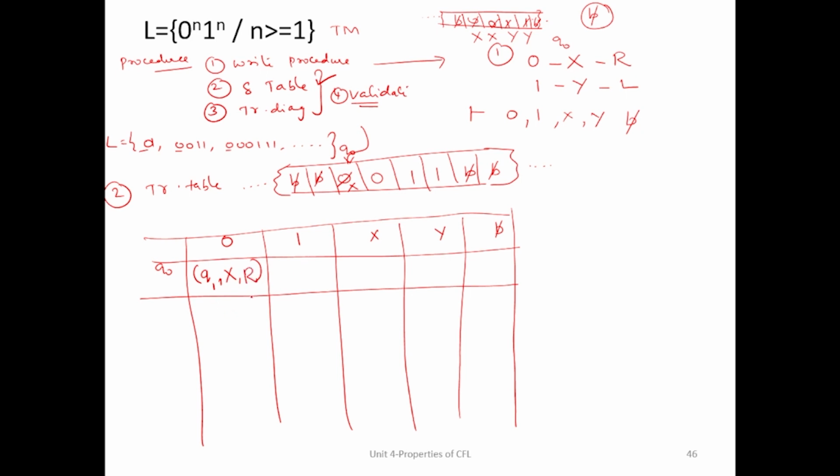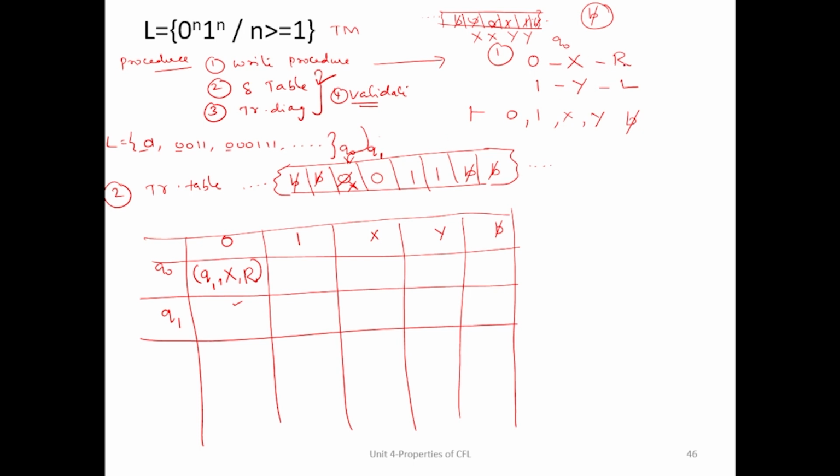This is the way I replace 0 with X and go in the right direction. The immediate cell on the right contains 0, and the current state is Q1, because state Q0 has moved to Q1. So now I am in the second position in state Q1, and the tape contains 0 in it. So I am in state Q1 reading 0 as the input symbol.